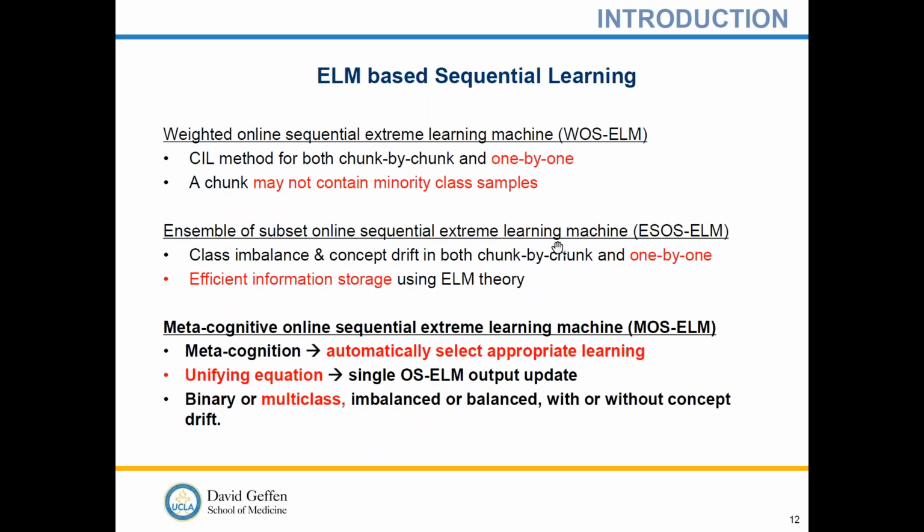So first we propose two application specific methods. The first one, WOS-ELM, is actually for tackling class imbalance problem. The second one, ESOS-ELM, tackles both class imbalance and concept drift problem. And the third one is a generalized method that automatically selects the appropriate learning strategy. It doesn't matter if your data stream is balanced or imbalanced, stationary, non-stationary, two-class or multi-class. It works under all the conditions.